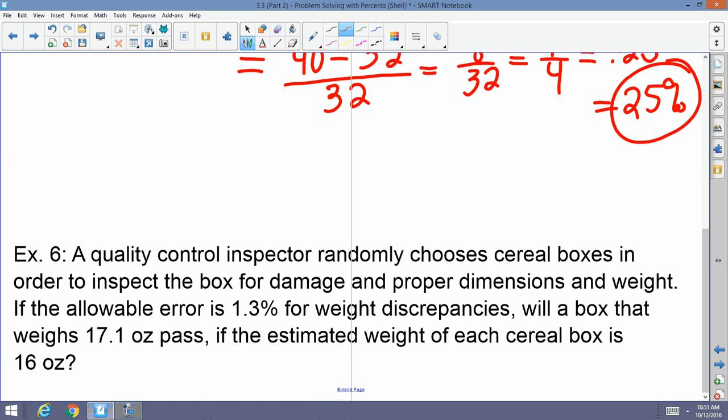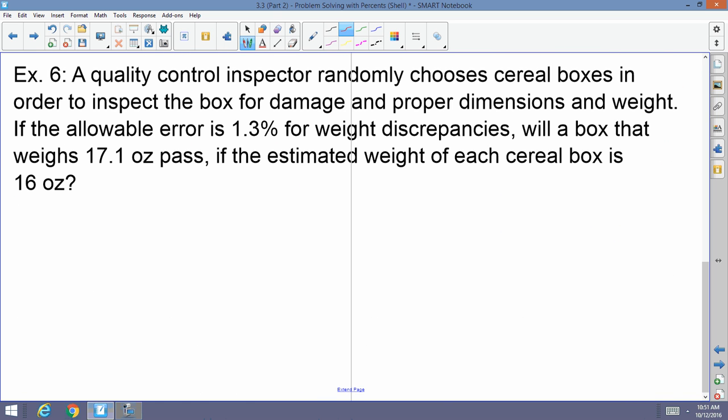And last but not least, we've got a quality control inspector. Randomly chooses cereal boxes in order to inspect the boxes for damage, and for proper dimensions and weight. If the allowable error is 1.3% for weight discrepancies, will a box that weighs 17.1 ounces pass if the estimated weight of each cereal box is 16 ounces?